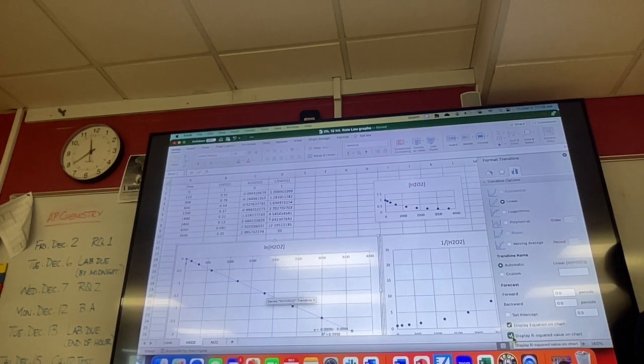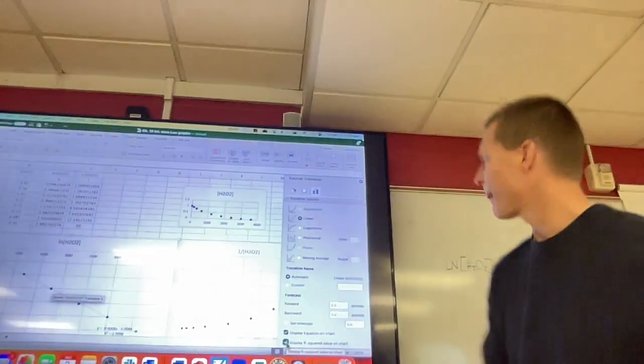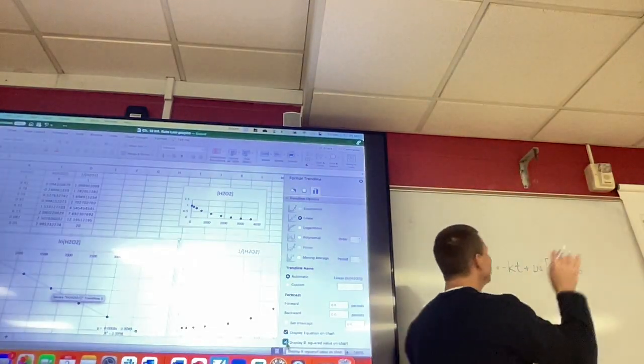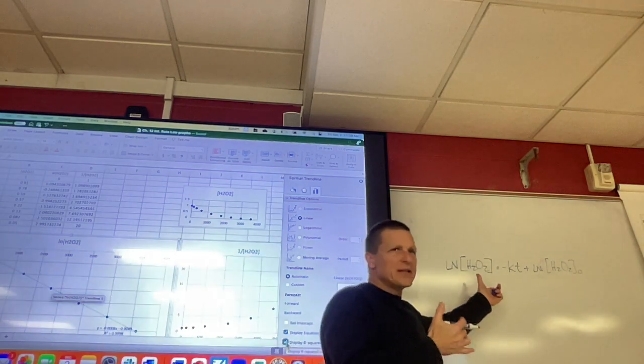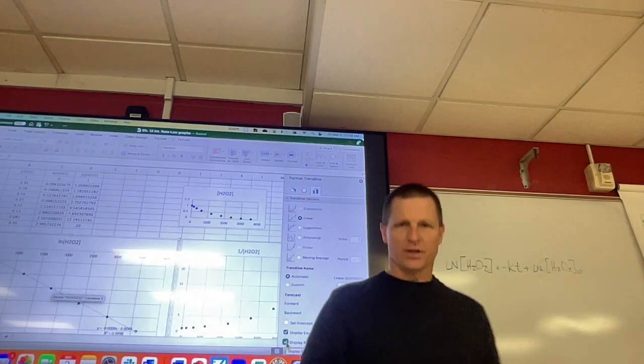Therefore, the integrated rate law for this one would be the natural log of the hydrogen peroxide concentration equals negative kt plus the natural log of the initial concentration. This is the first order integrated rate law. So I didn't do any more with this other than to tell you this is what the integrated rate law looks like.